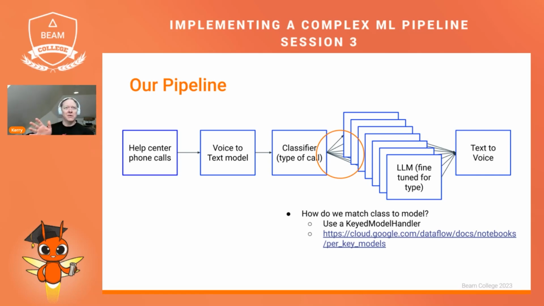Now, that fan out, finding what class one of these phone calls is, and then sending it to the appropriate model is something that's a little tricky. And in many instances, you would have to write a case statement or a complex if-else loop. But instead of having to do that, in Beam, we have functionality that allows you to define this mapping using something we call a keyed model handler. So you can basically define how to relate one set of outputs to one downstream model.